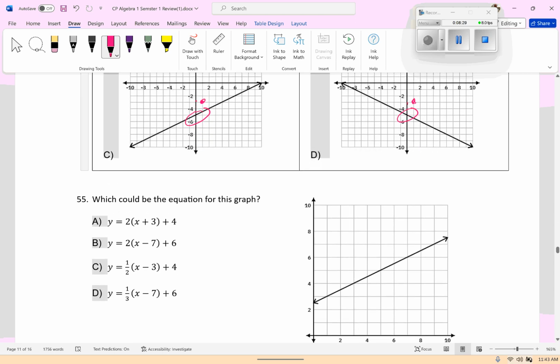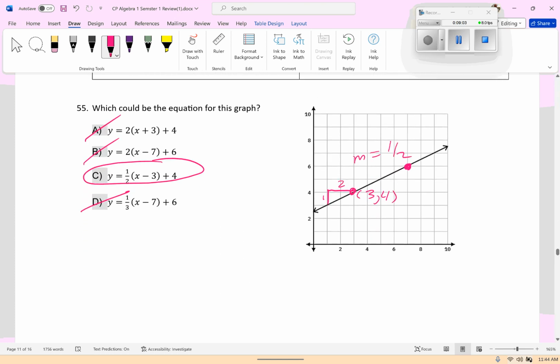Which equation is going to work for this line? Okay, so first thing I might do is figure out the slope. So I'm going to go up 1, right 2. So I have a slope of 1 over 2. That cancels A and B right away. Let's look, which one has 3 comma 4 on it? That's 3 comma 4. 7, 6, that one. Oh, but look, the slope is 1/2, so this is the only one that works. That one was a 1/3 slope, so it didn't work. It did contain the right point, but had the wrong slope with it.